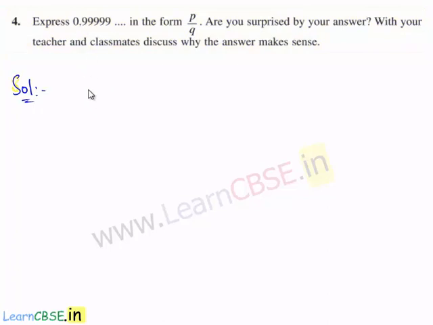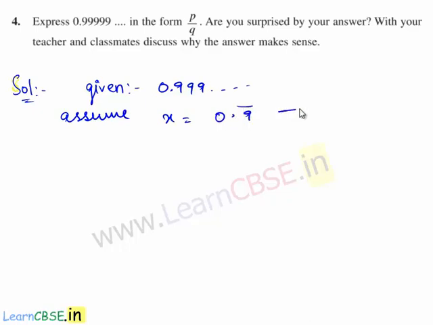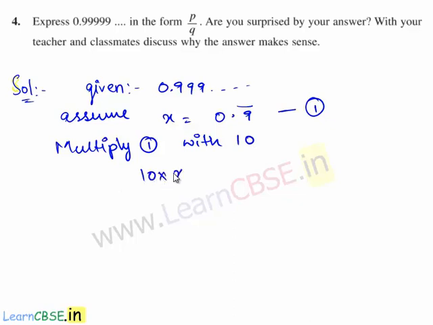So now we shall express the given decimal expansion, that is 0.999 and so on, in the form of p by q. So let us assume x is equal to 0.9 bar. Consider this as equation 1. Since in the given decimal expansion one digit is repeating, we shall multiply equation 1 with 1 followed by 1 zero, that is 10. So we have 10 times x is equal to 10 times 0.9 bar.